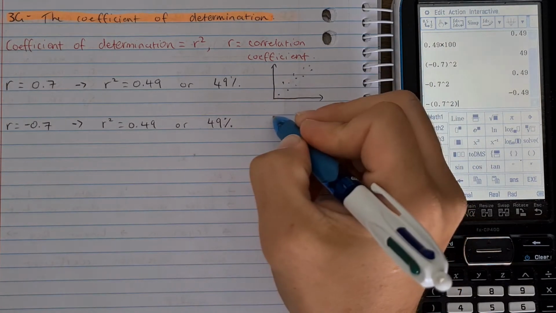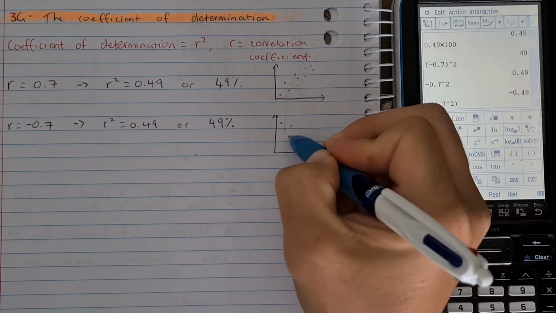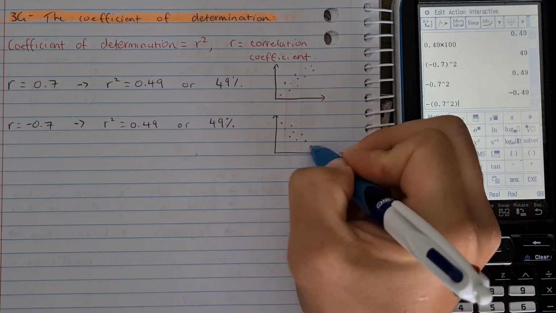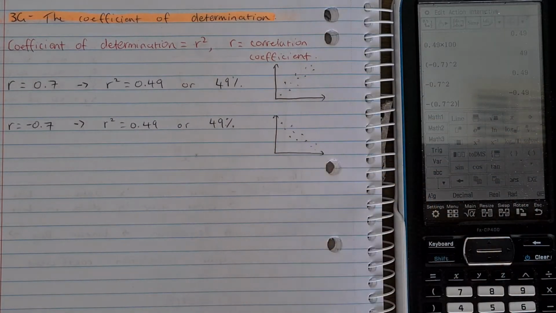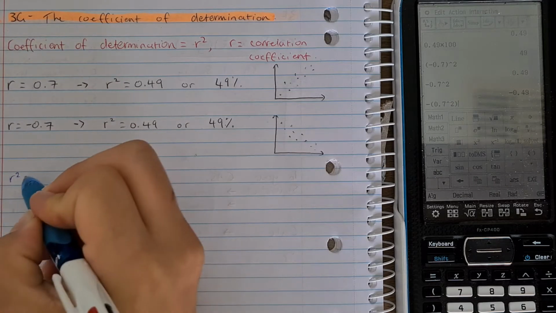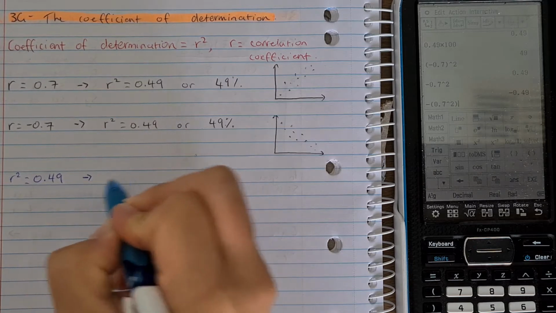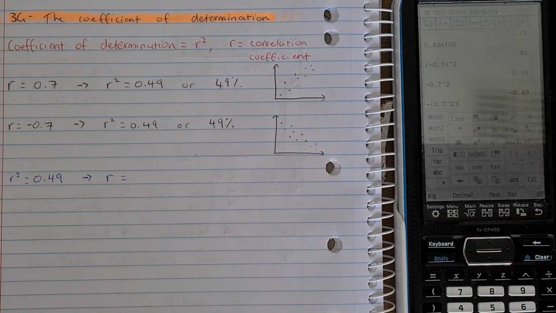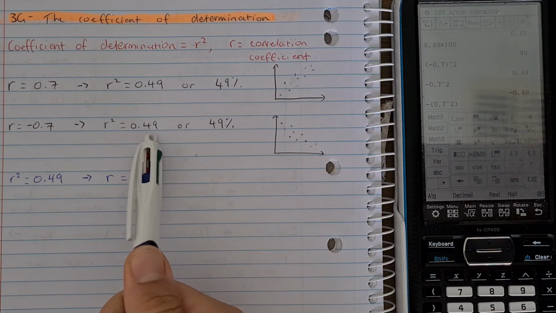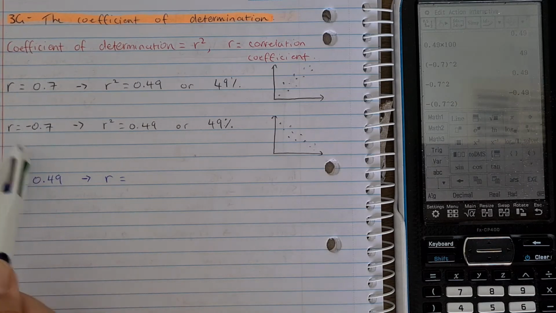And if we draw a scatter plot that roughly represents this one, it will have the same sort of strength, but because r is negative, it's got that downward trend. Now there's a problem that arises here. What happens if you're given the coefficient of determination and it's 0.49 and you're asked to find the correlation coefficient? If r squared is 0.49, is it going to be negative 0.7 or positive 0.7? It could be either.